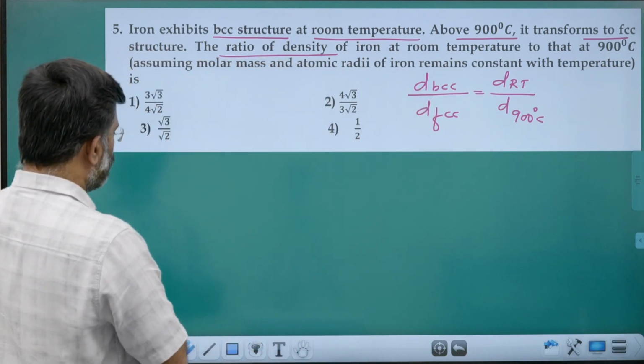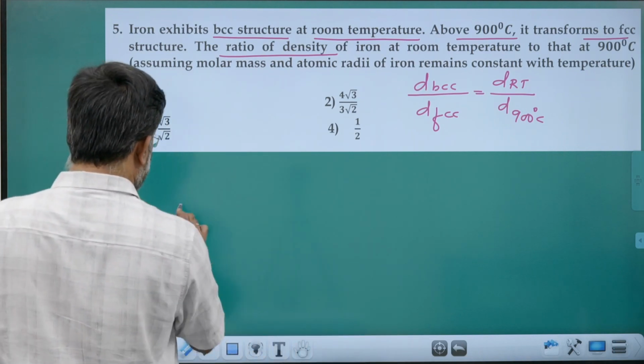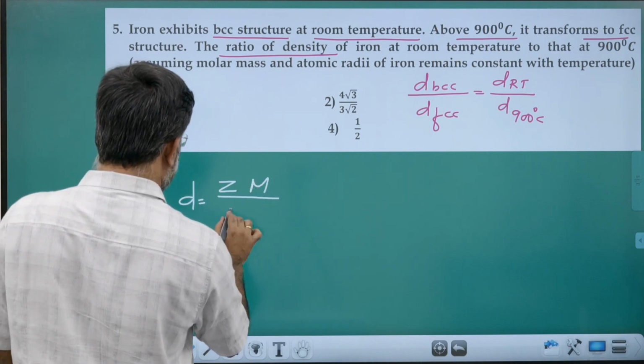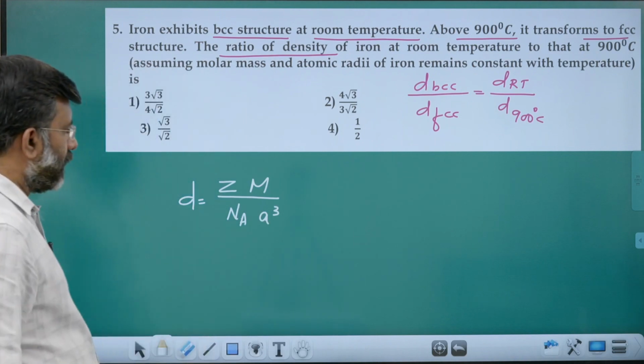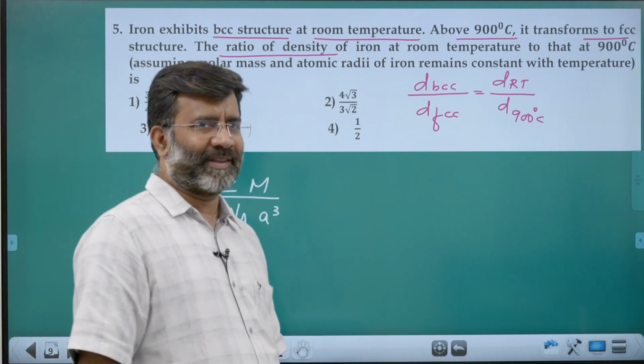And I am sure all of you remember density d is equal to ZM by Na cube. ZM by Na cube. All of you know that, right?